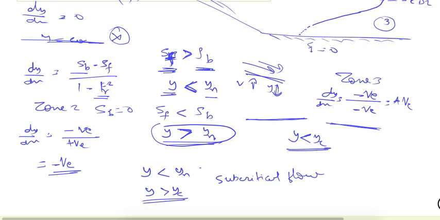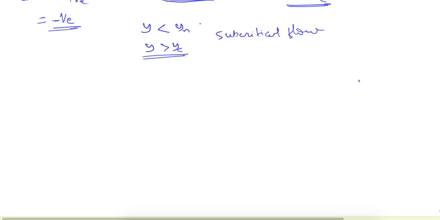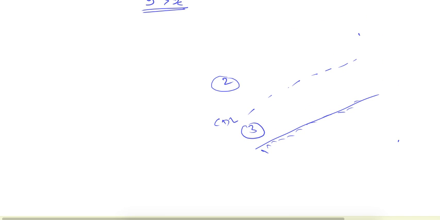Now for the adverse slope, if we want to consider the adverse slope, again this is the critical depth line, and so only zone 2 and zone 3 are existing here. So this is very similar to what we did earlier. dy/dx is equal to (S_b minus S_f) upon (1 minus Fr squared). Now in this case S_b is also negative.